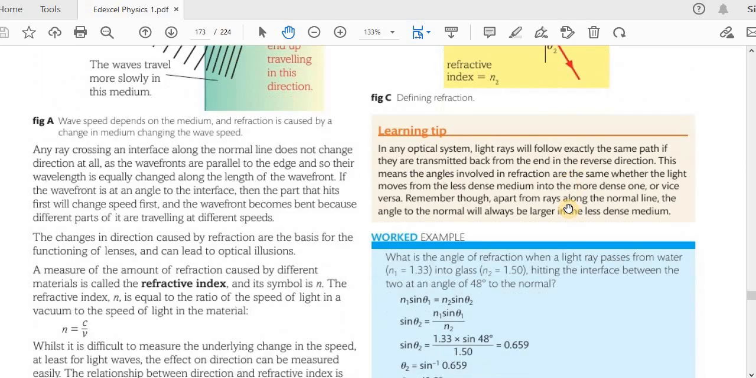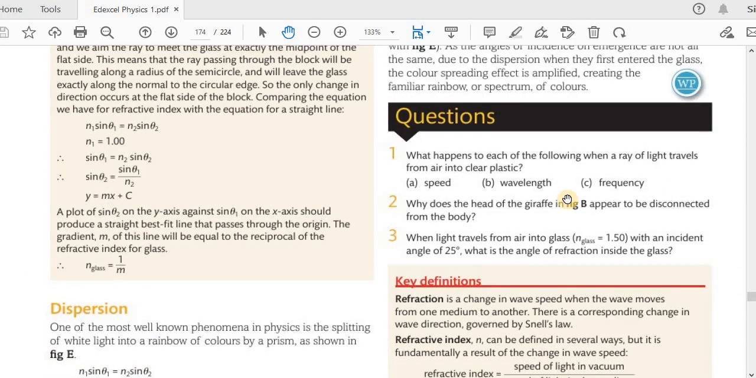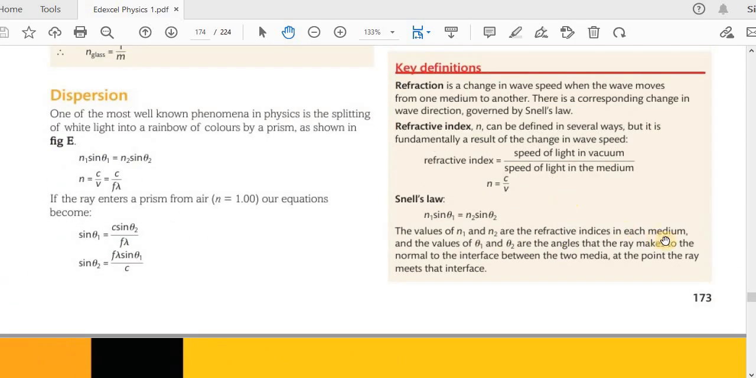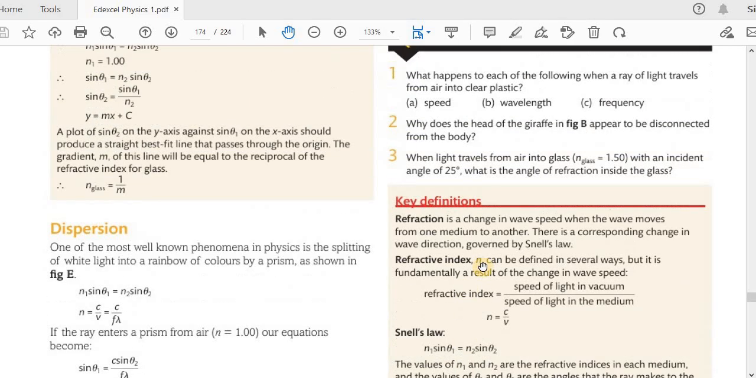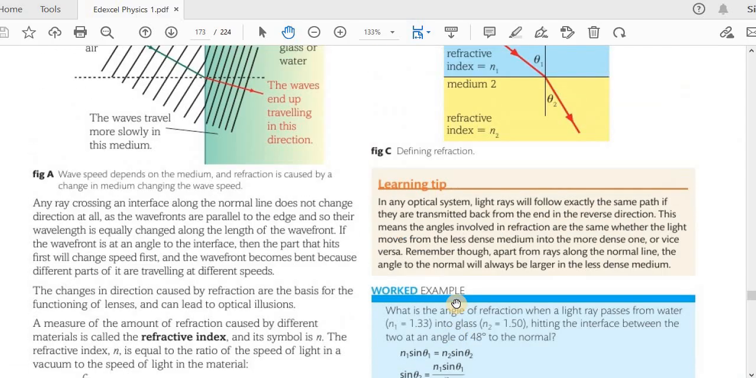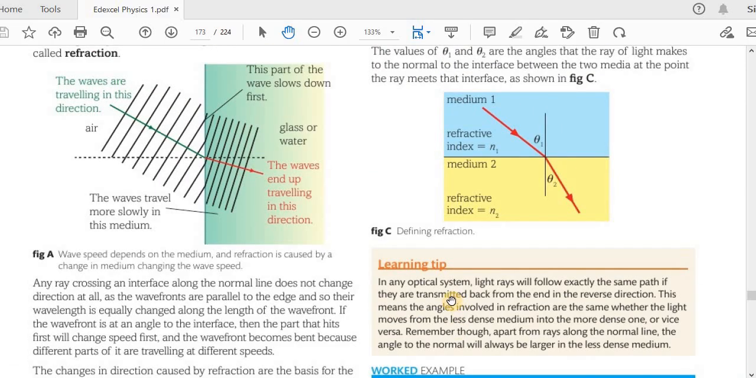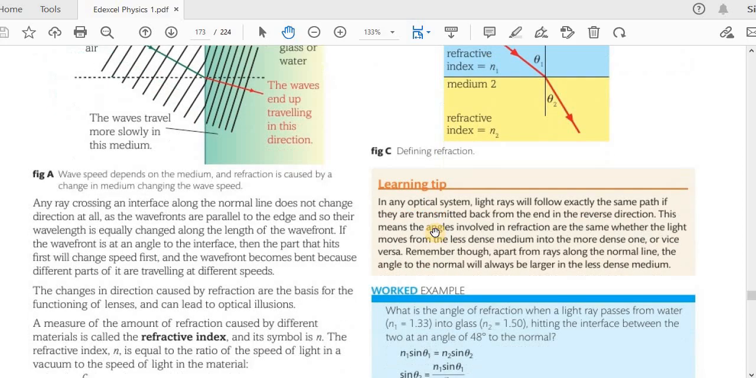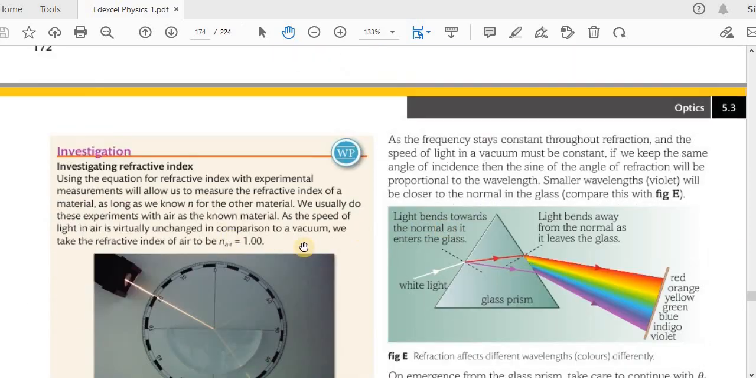You have learned this in the O-level class, our IGCSE classes. It is the angle the ray makes to the normal to the interface between the two media at the point the ray meets that interface. So you have learned all this now: refraction, refractive index, Snell's law, how to apply Snell's law. You have learned about wave fronts, you have learned about rays, you have learned how the speed changes. You remember that you learned the frequency doesn't change when waves go from one medium to another medium. The frequency doesn't change.